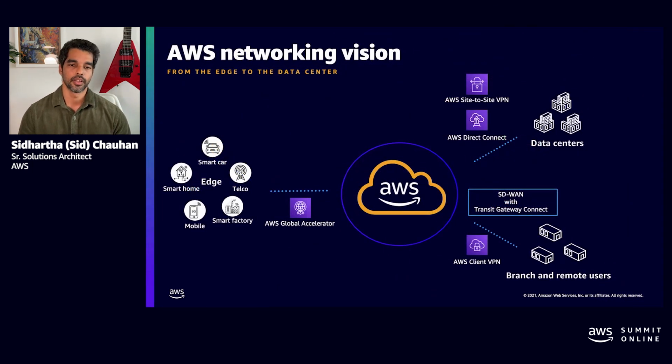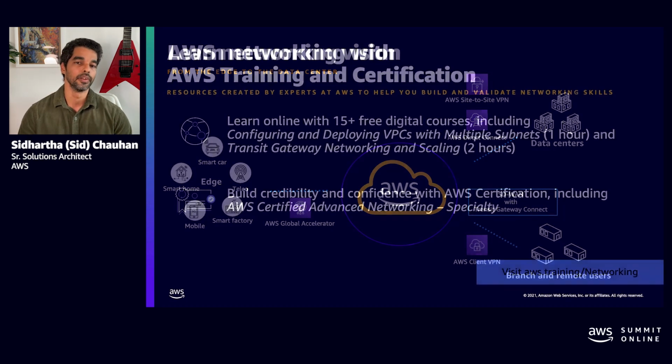Perfect. So in today's presentation, we saw how you can keep AWS at the center of your global infrastructure, use Site-to-Site VPN over the internet, and AWS Direct Connect's dedicated fiber connectivity to connect your data centers to AWS. We also saw how you can connect via AWS Client VPN and SD-WAN connectivity to branch offices and remote users. And finally, we saw how you can connect your edge devices, smart cars, mobile devices, smart factories using Global Accelerator and give them the lowest latency possible as well as high availability.